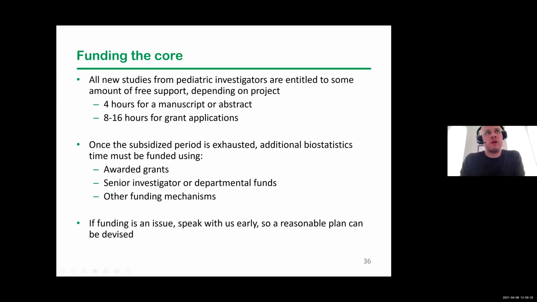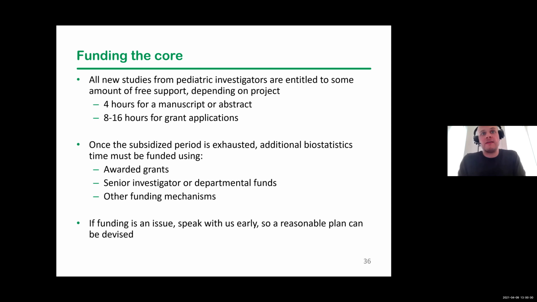The grants, we generally do not charge people to work on grants because that's symbiotic. It helps us, it helps you. We do theoretically say 8 to 16 hours for grant applications, but I've never charged anybody to work on a grant as long as they write some biostat support into that grant. But thinking back to those manuscripts and abstracts, once the subsidized period is exhausted, how do people typically pay for us? Well, if it was a grant-funded study, they pay us with their grant.